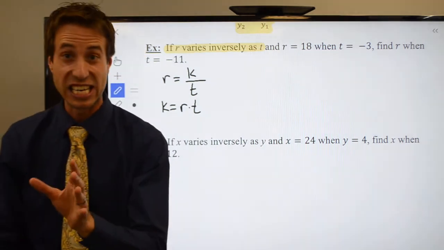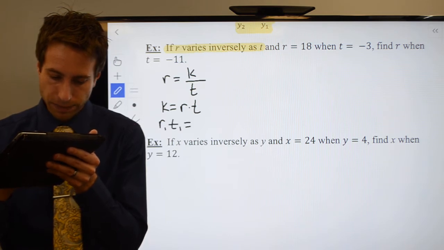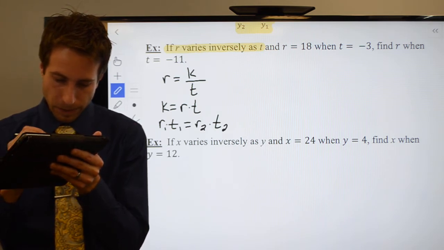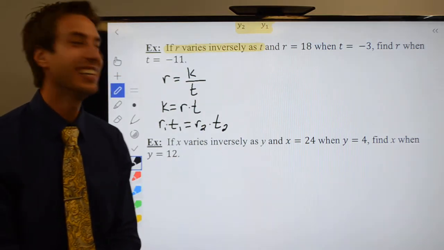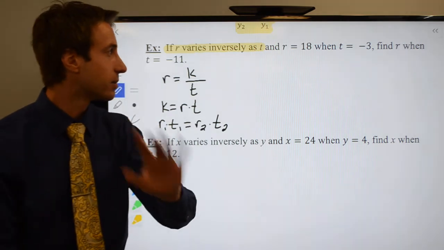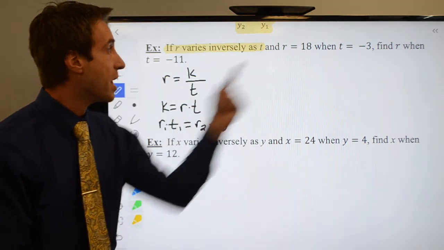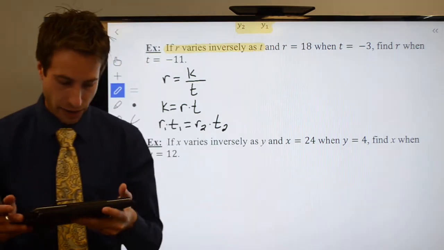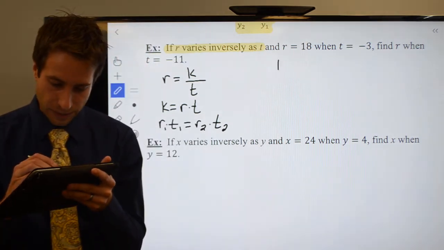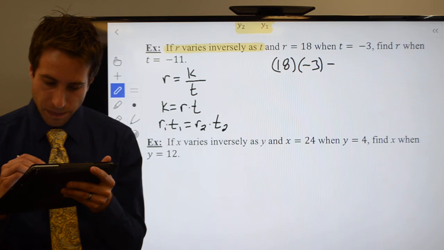Now again, I can consider an initial and a final set of conditions and get R1 times T1 is equal to R2 times T2. It's too bad that I didn't pick D's, because then I'd have R2D2. But anyway, forgive me for my Star Wars reference. Here we go, let's plug in what we know: 18 and -3. I'm asked to find R when T is -11. So I'm going to have 18, that's my R1, and -3, that's my T1.